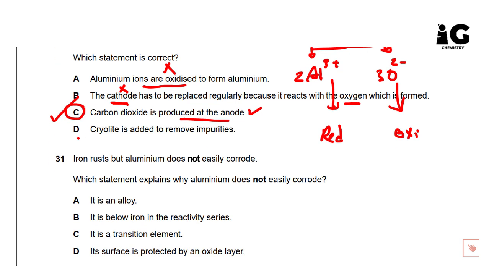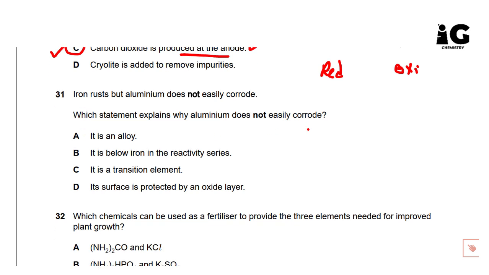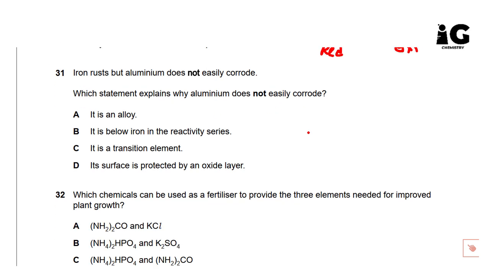Okay. 31, iron rusts but aluminium does not easily corrode. Which statement explains why aluminium does not easily corrode? It's an alloy? No, it's not an alloy. Aluminium is an element. It's below iron in the reactivity series? This is completely opposite. Actually, it's above iron, not below. It's a transition element? Aluminium is not a transition element. So the last one, its surface is protected by an oxide layer. This is completely true.